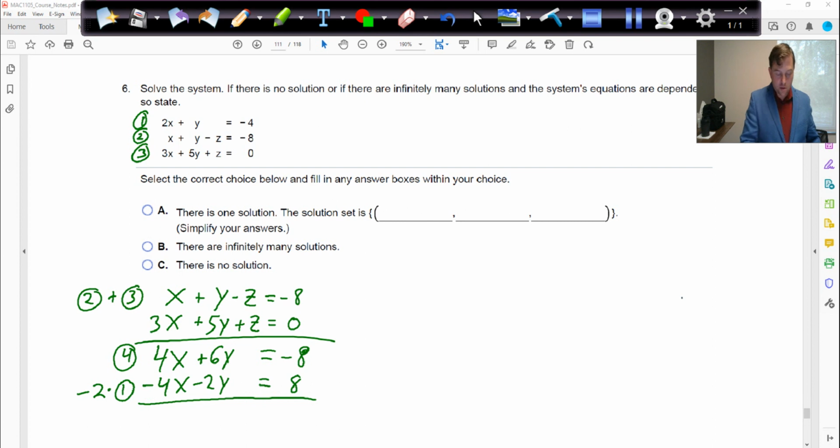Add those. You'll get 4y equals 0. Divide both sides by 4. Y is 0. So 0 divided by any number is 0. So y is 0.